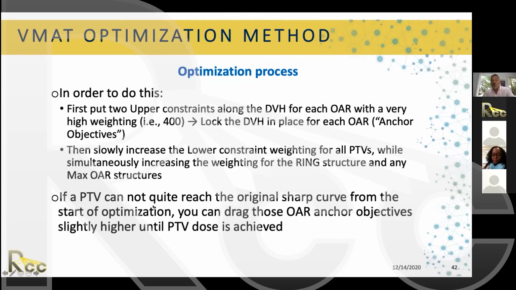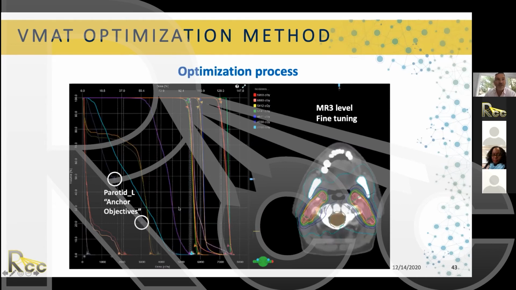If the PTV cannot quite reach the original sharp curve from the start of the optimization, you can drag these anchor objectives, as I called them here, slightly higher so you can achieve the PTV coverage. And I have a little picture here where you can see this is the parotid DVH, and these are the two anchors that we put with very, very high penalty. Just to have an indication, because I'm fine-tuning this curve, I brought all the way up the PTV 5512, and these still remain the same.